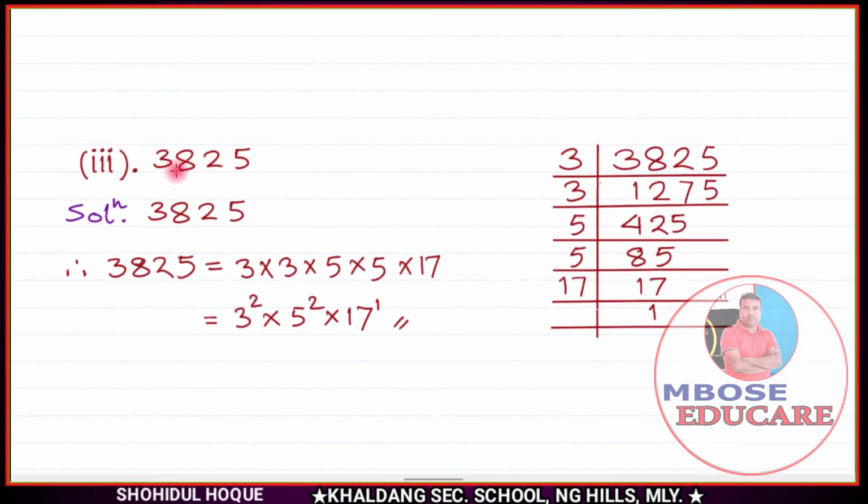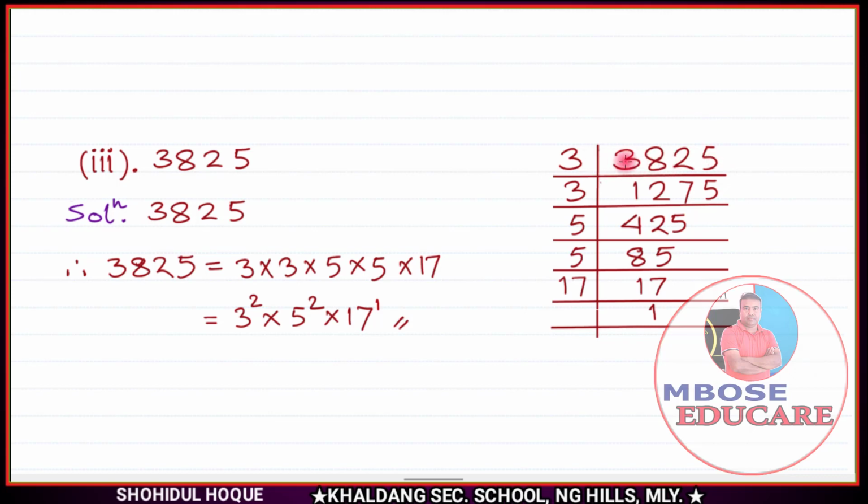3825. That means 3825. So we have to find the prime factors of this number. So solution 3825. This 3825 we shall write here, we have to check it. Can we divide it by 2? No, because the last digit is not an even number. Next we have to check by 3. 3 plus 8, 11, plus 2, 13, plus 5, 18. 18 is divisible by 3. That means we can divide it by 3.